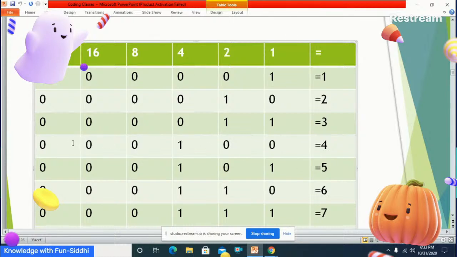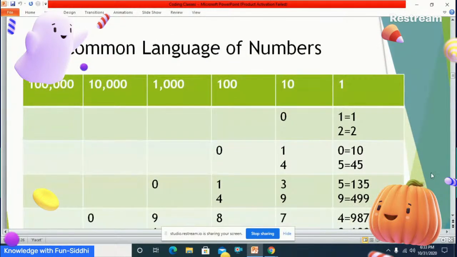You can take, see, just like I tell you. Okay, yes. So this is the common language of numbers. If you want to write 1, then how many 0s should I put in place? See. Okay.